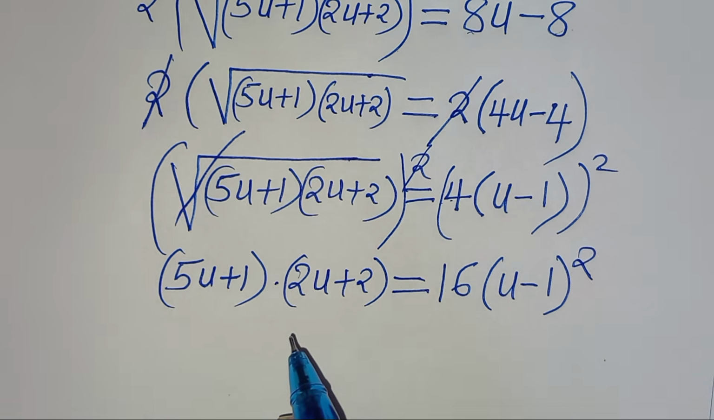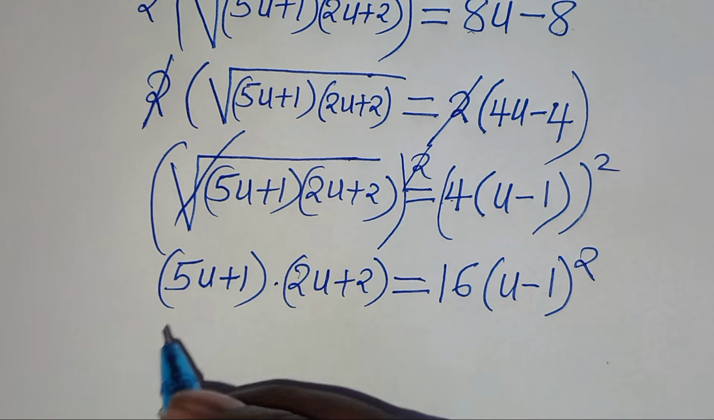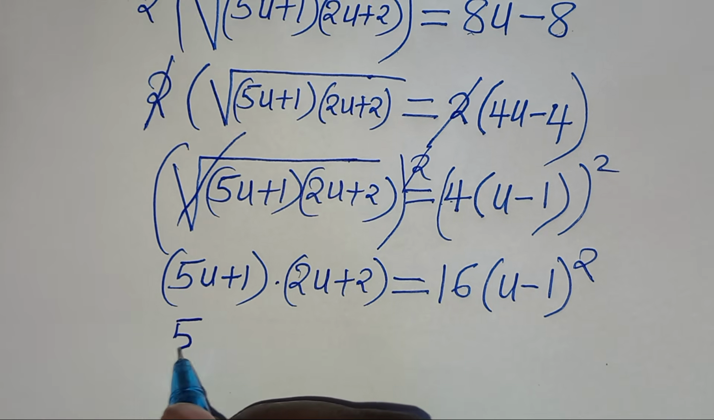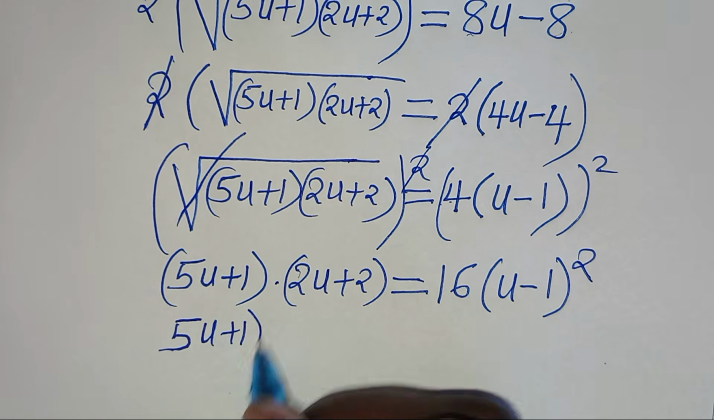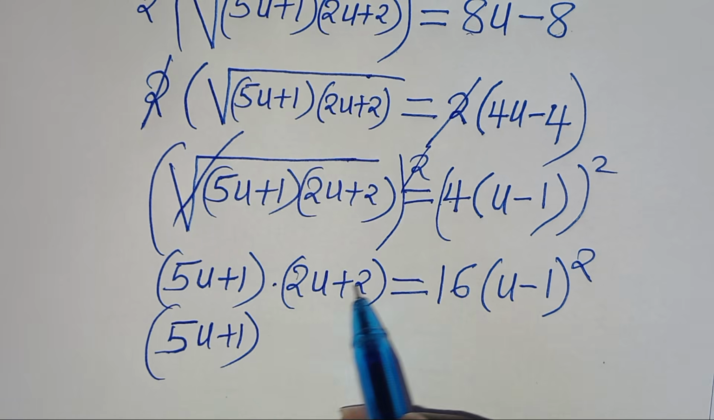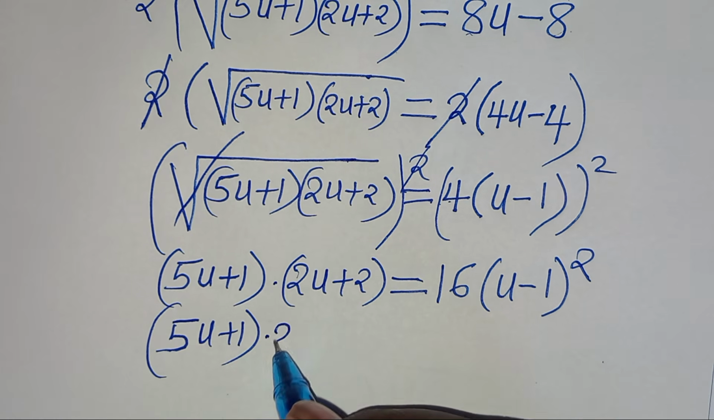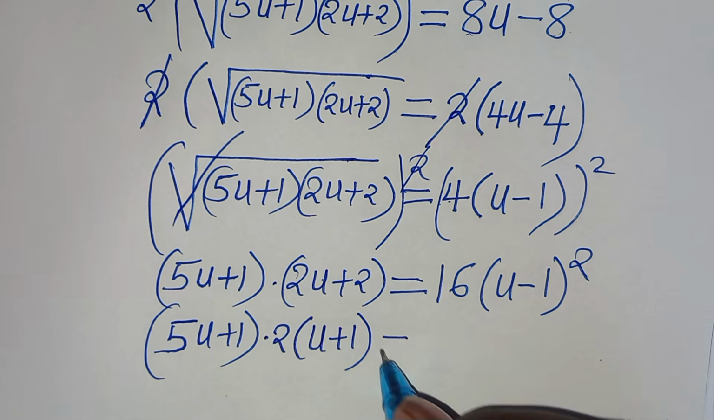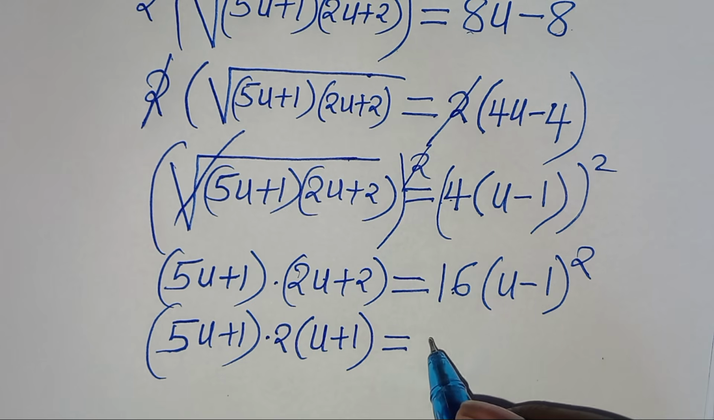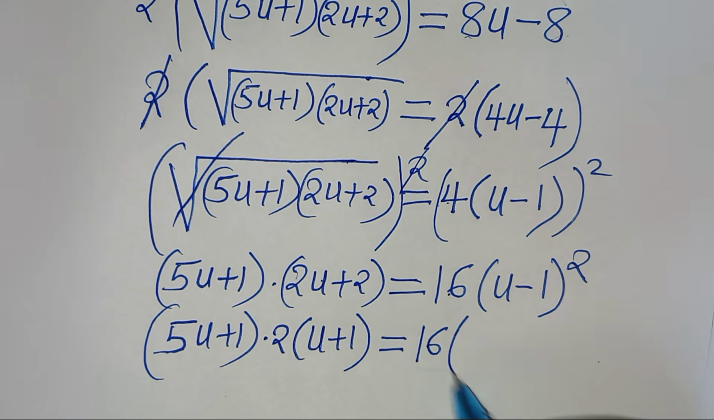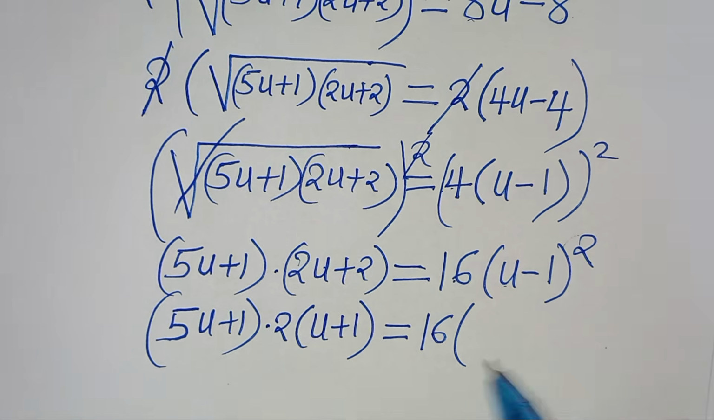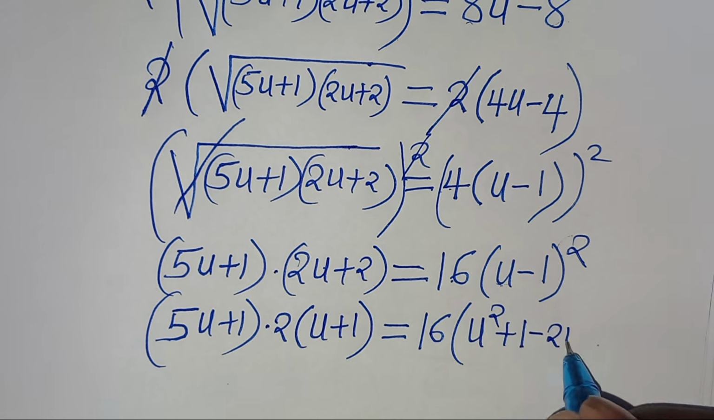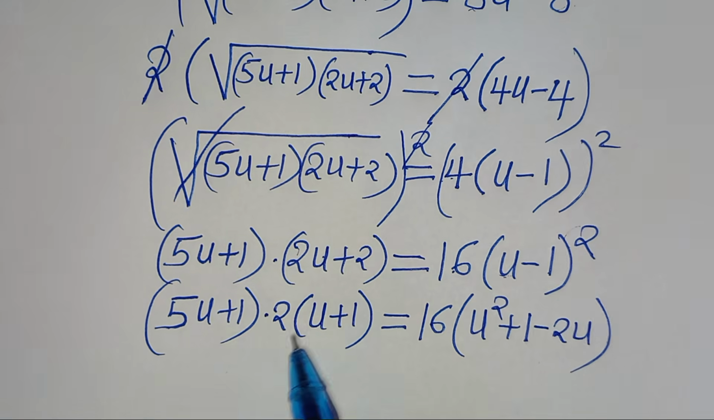Okay, now the next step is that we have, this is 5u times, now 5u plus 1. Now we have 2 is common here, so we can factor out 2 here, and this means this is the same thing as u plus 1. This is equal to, now this is 16, so this means we have 16 multiplied by u minus 1 to the power of 2. Let us expand this. This is u squared plus 1 minus 2u. Now here we can simplify here.